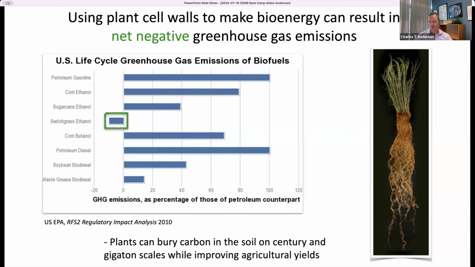And this root system helps enrich the soil. It helps support the microbiome in the soil. And some of that carbon is cycled back into the atmosphere over time, but that actually happens on a very slow timescale, on century timescales.